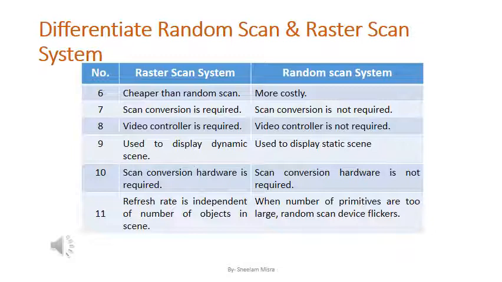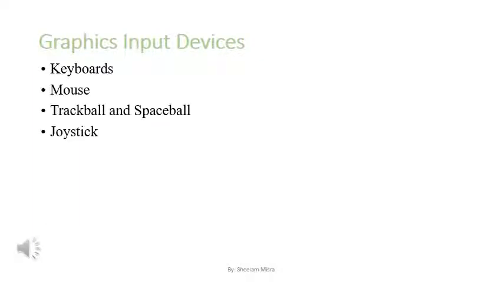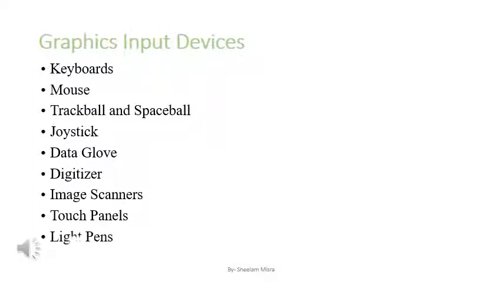Refresh rate is independent of the number of objects seen in raster, while in random, when the number of primitives is too large, random scan devices flicker. Graphics input devices are keyboards, mouse, trackballs and spaceballs, joysticks, data gloves, digitizers, image scanners, touch panels, light pens and voice systems.